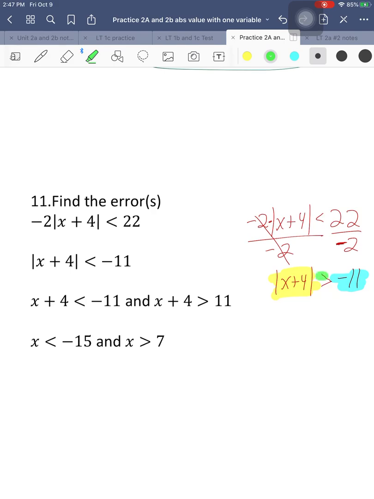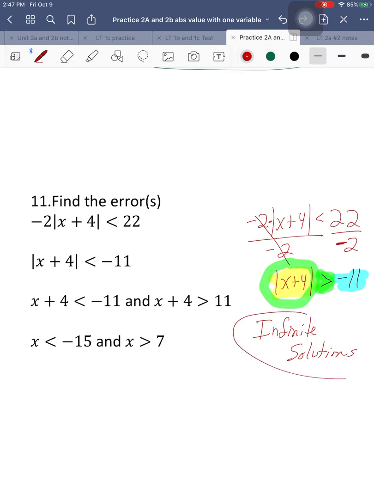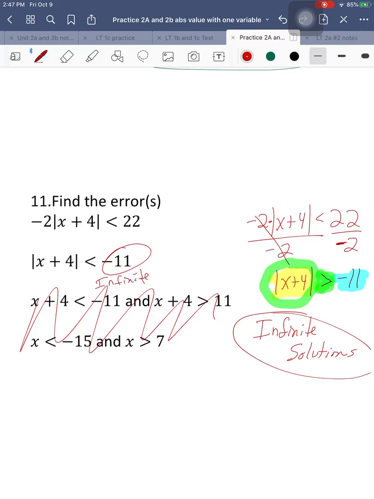So we're looking at the inequality. The inequality is greater than. Think about it. Absolute value is a positive number, and can a positive number be greater than a negative number? Oh, shoot, yeah, it always is. So it always is means it's infinite solutions. Meaning every number works. So that's it. So at this point, this was the problem, and that should tell us it's infinite solutions. So when we compare it.